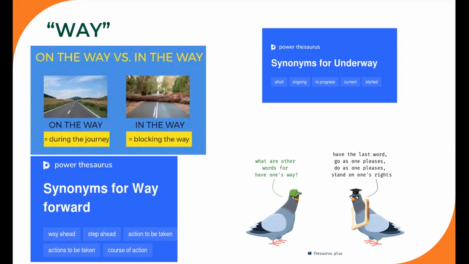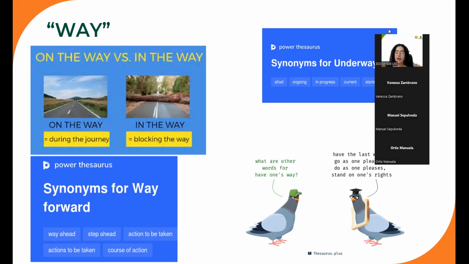All right, then we have this one, to have your way. Have you heard this expression? So the girl always has her way. The girl always has her way. Have you heard this expression? Or I always have my way.